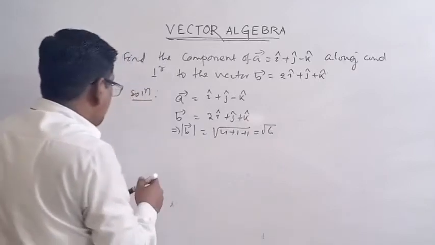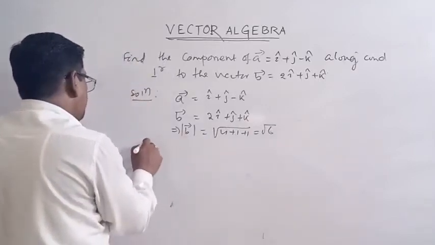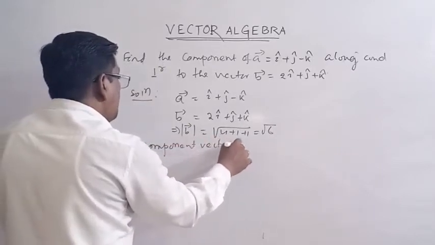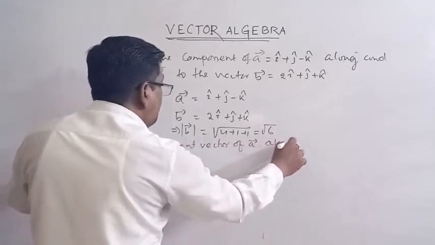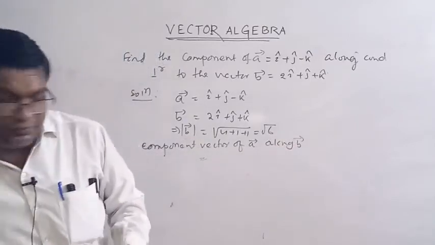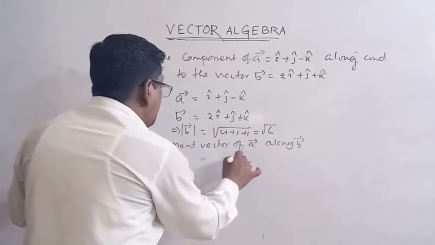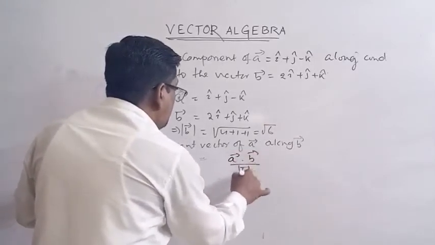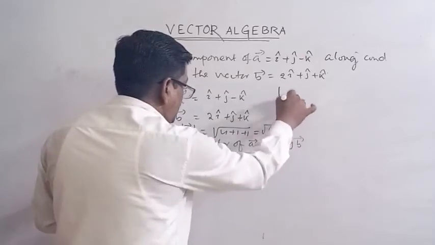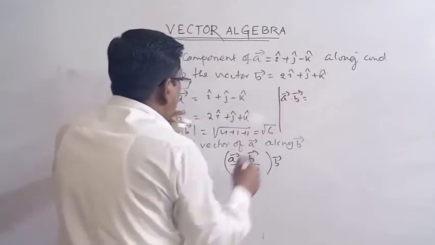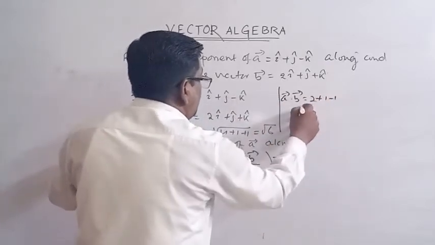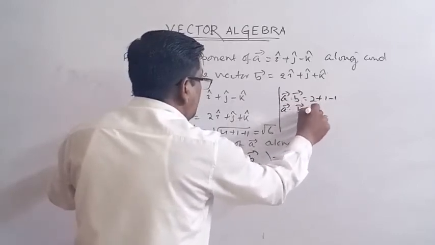Now the component of vector A along the vector B. The formula is A dot B divided by magnitude B whole square, into vector B. So what is A dot B here? 1 into 2 is 2, 1 into 1 is 1, minus 1. So A dot B is equal to 2.